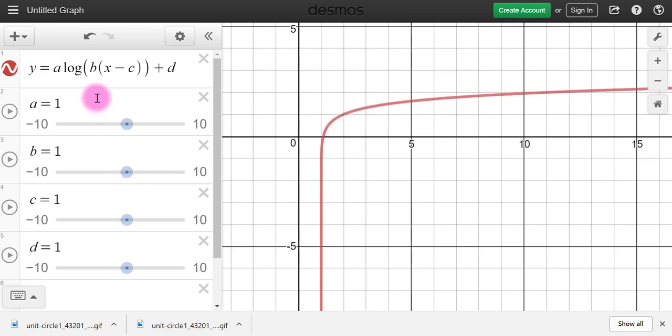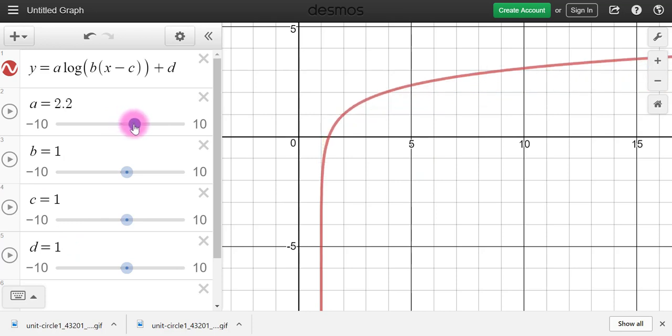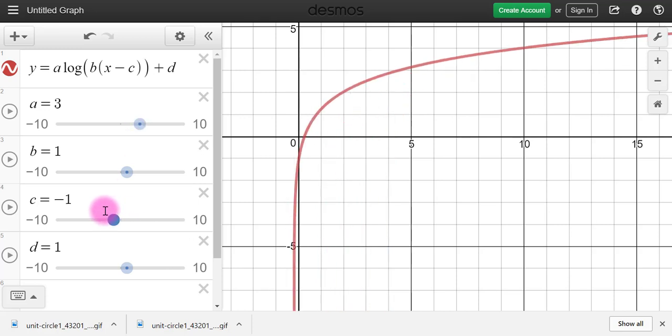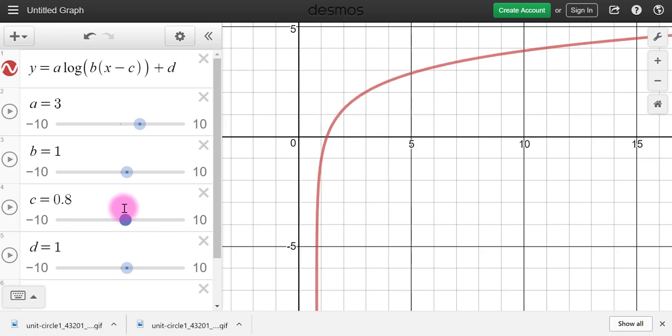And just out of interest, this log with nothing here means log base 10, so this is working base 10 at the moment. So B is doing the same thing as D. And if B is negative, there's a slight change, but ultimately it's still just D with a different transformation. So we're going to work without our B. And I'm going to change that A to try and get a nicer shape here. You can see A is that dilation factor, and C just moves along the horizontal axis as we expect, because that's what C does usually.